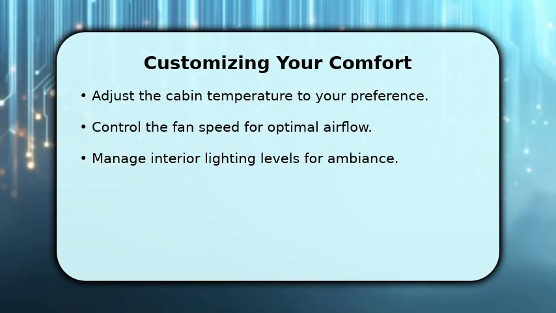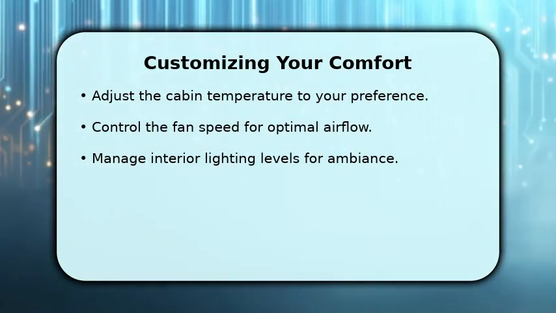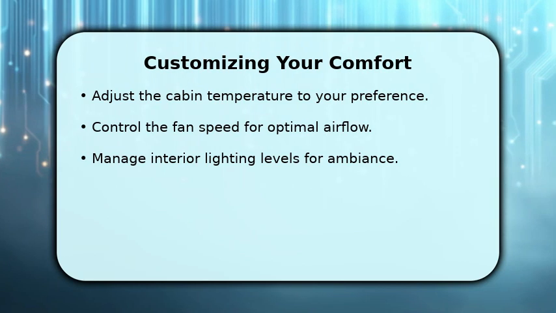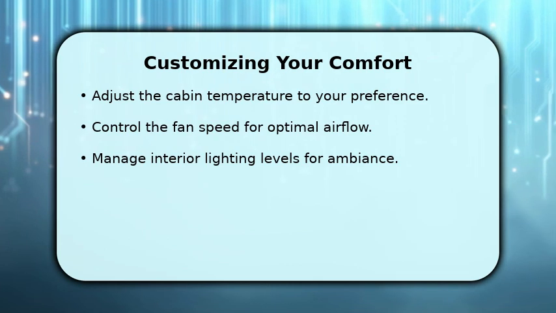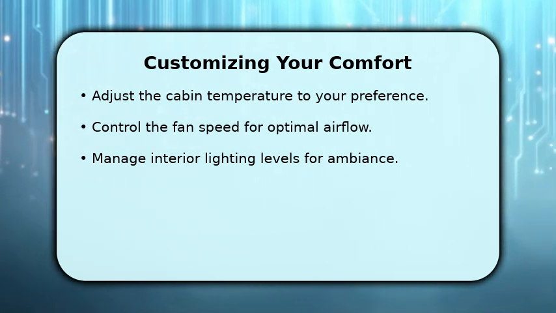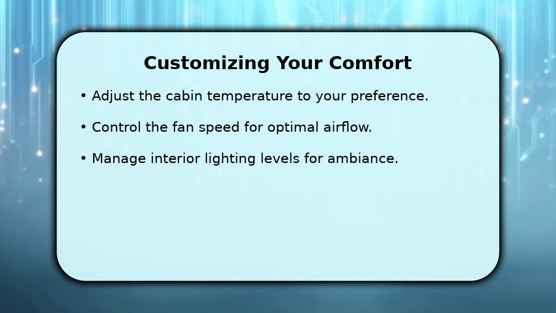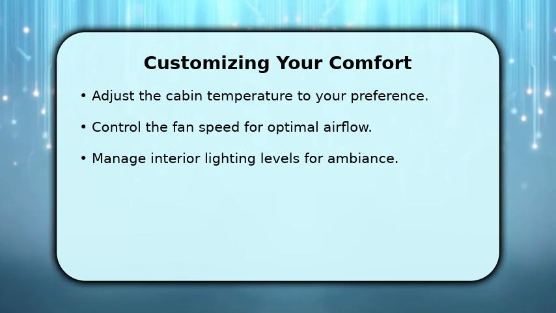Once camp mode is active, you can easily customize your environment. The climate control screen allows you to set your desired temperature, ensuring a cozy cabin. You can also adjust the fan speed to maintain comfortable airflow. Furthermore, you have full control over the interior lighting, letting you create the perfect ambience for relaxation or sleep.